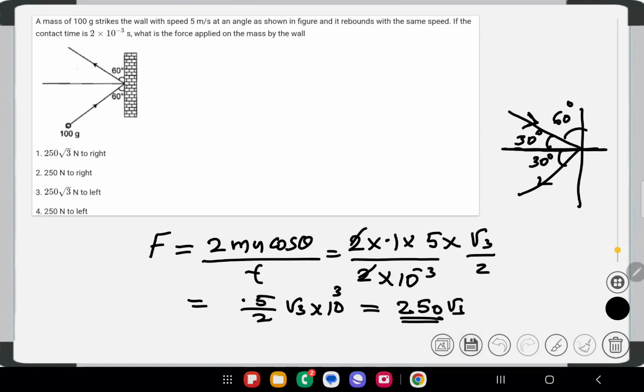There are two options, option 1 and option 3, but the answer is 250 root 3. The question is the force exerted on the mass by the wall. The wall exerts a force on the ball towards the left. So the third option is the correct option.